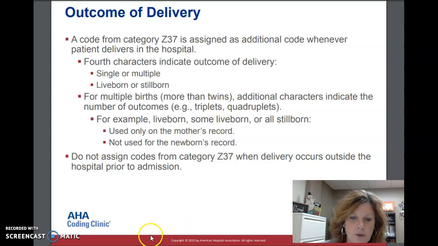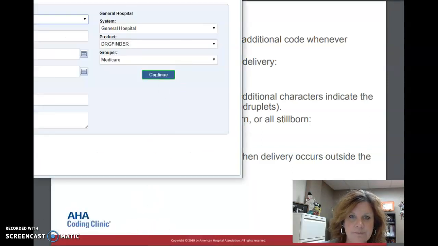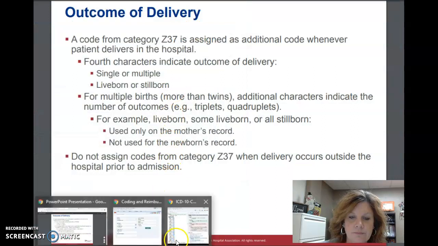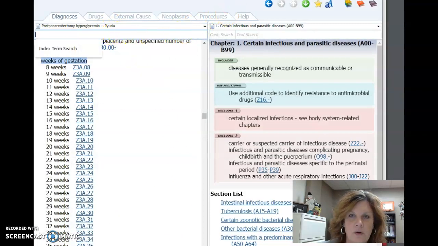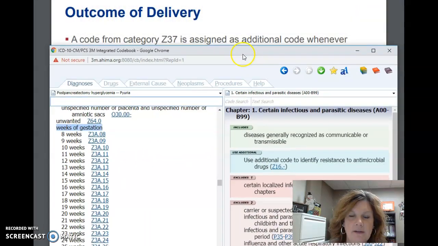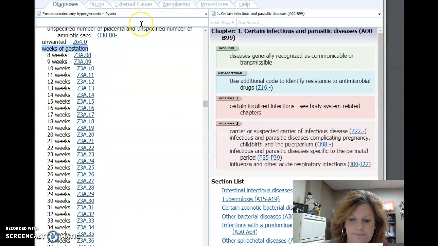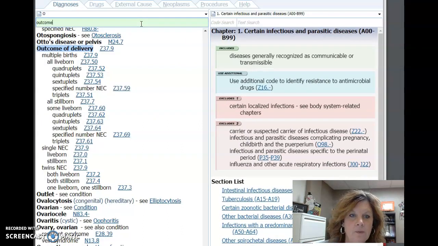So let's go back to the code book. What we are looking for is outcome of delivery, and right there we have it. These days we have a lot of multiple births, lots of twins. Let's look at this. You cannot use these as a principal diagnosis, FYI. These Z codes, Z3A also, you won't use as a principal diagnosis, and you won't use Z37 as a principal diagnosis.